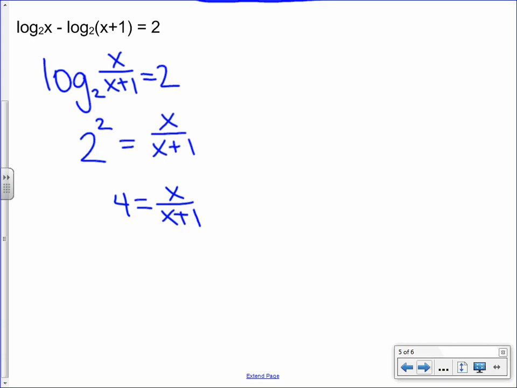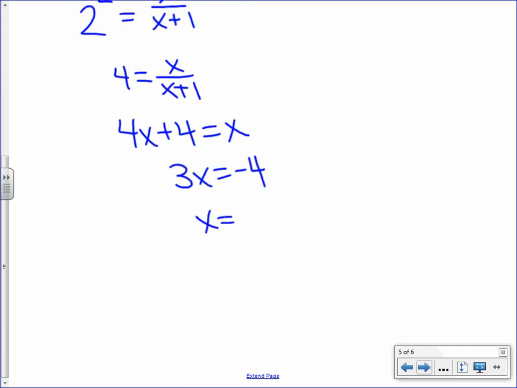Okay? Now we can do some algebra 1 techniques. How do we solve for x? What can we do here? Did you say divide? Yes. Let's multiply that x plus 1 over. So we get 4x plus 4 equals x. So 3x is negative 4. Is that what you mean? So x is negative 4/3.